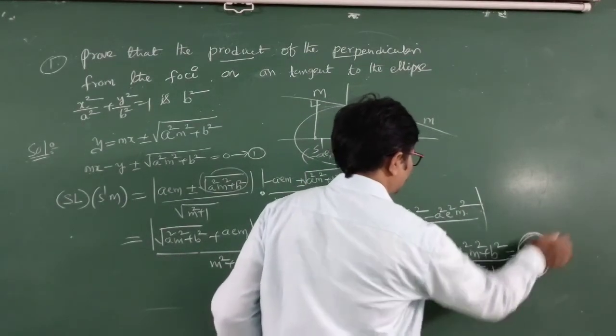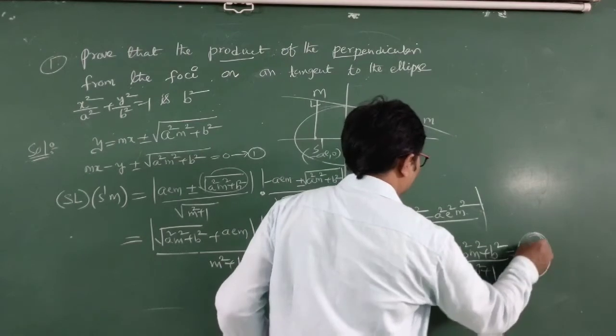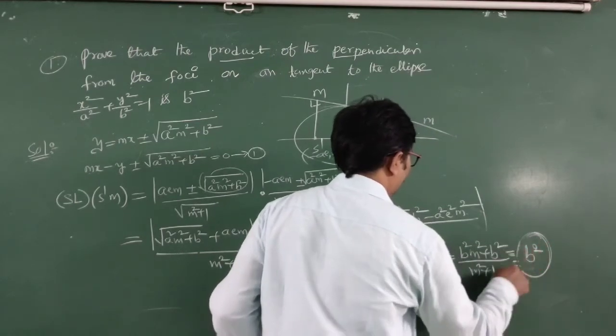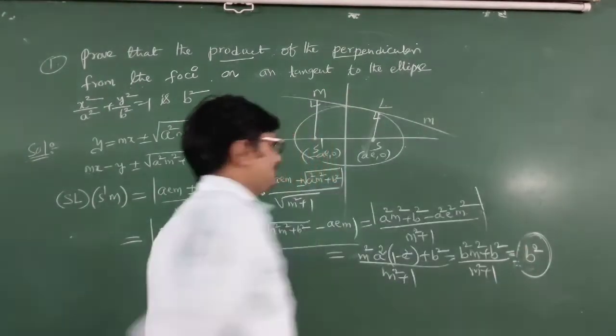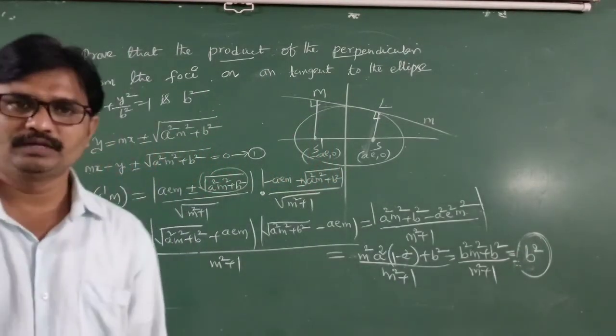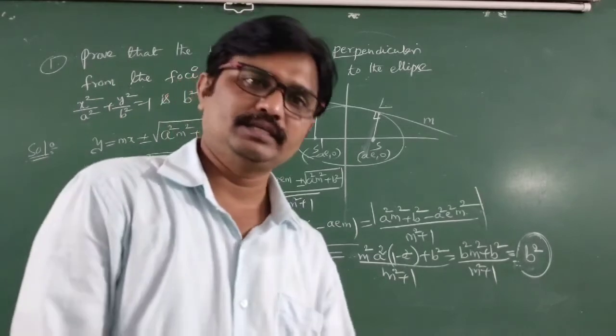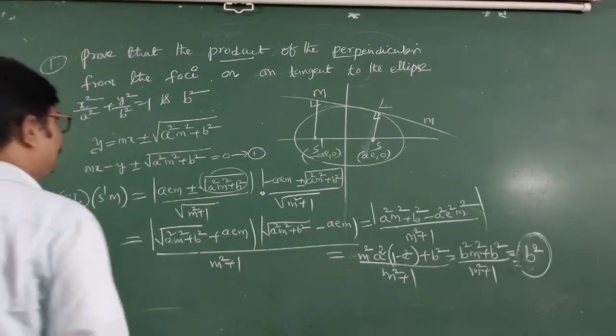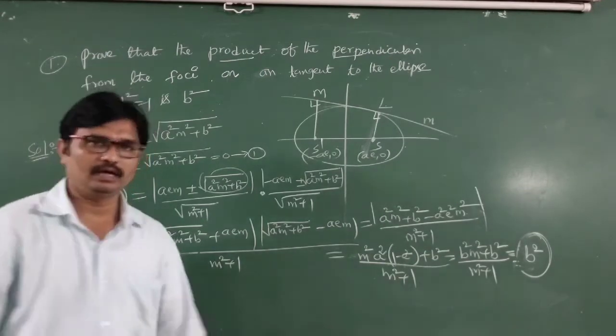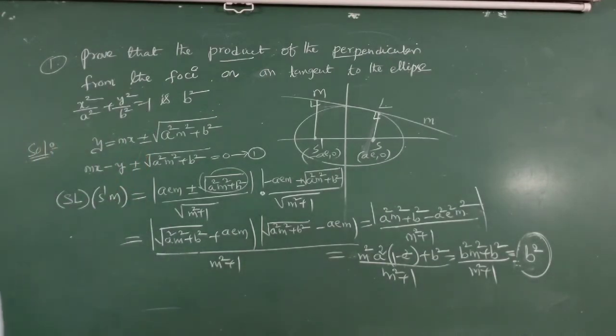This is what, students? The b square is the product of the perpendiculars from the foci to any tangent to the ellipse, that is b square. Is it clear? Write down, students: the product of the perpendiculars from the foci to the tangent of the ellipse is b square.